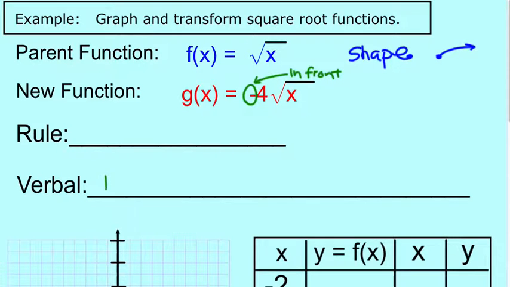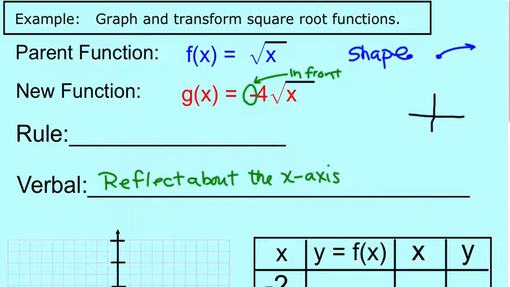So the rule is reflect about the x-axis. If you think about our parent function, I'm just drawing a quick sketch. Here is our parent function, and here is our x-axis. We're going to flip it. So what number is changing? Is it the x values or the y values? In this case, it's all the y values. They're flipping signs, going from positive to negative or vice versa.